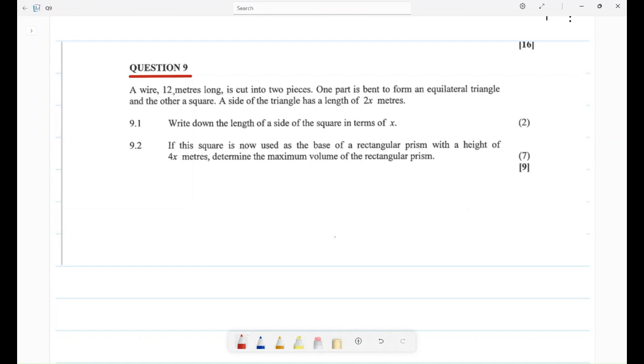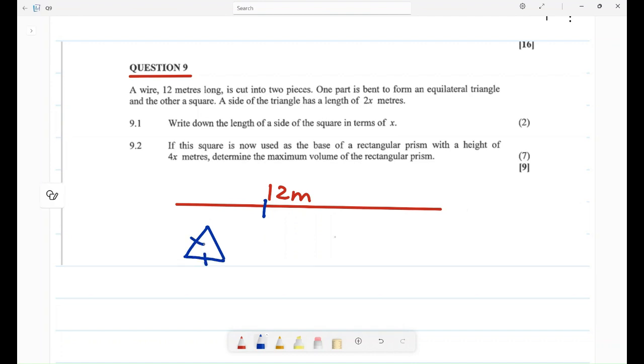A wire 12 meters long is cut into two pieces. Here is a wire that we are told is 12 meters long. It is cut into two pieces. They did not say they are equal, so we can cut it anywhere on this portion. One part is bent to form an equilateral triangle and the other a square. Remember what an equilateral triangle is? It is a triangle in which all the sides are equal.